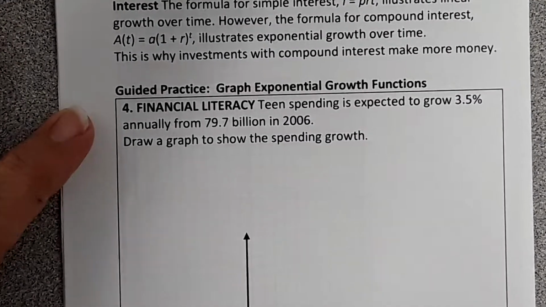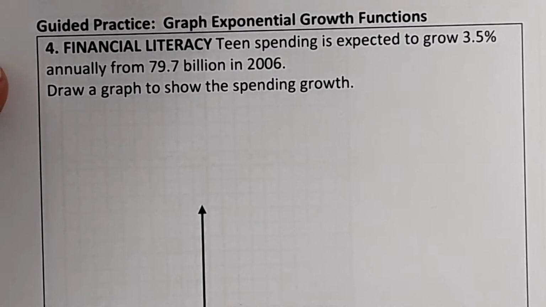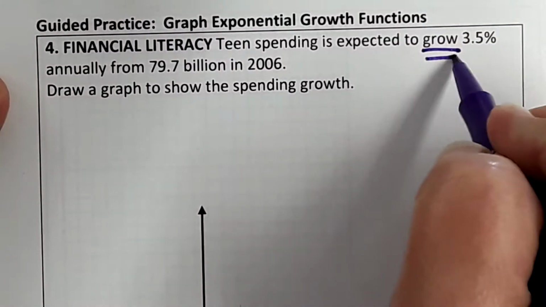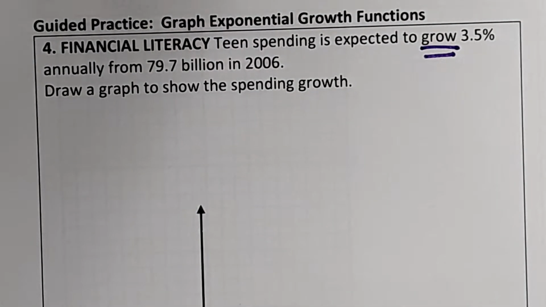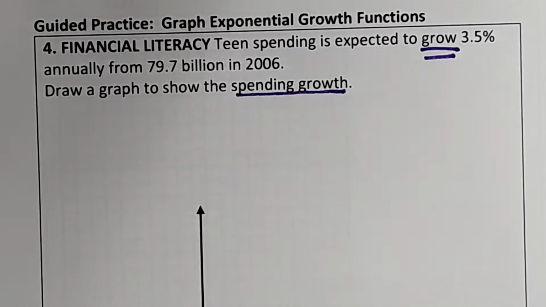Okay, so we're going to look at example 4. Teen spending is expected to grow 3.5% annually from $79.7 billion in 2006. Draw a graph to show the spending growth. So that means right there, we know we have a growth model.